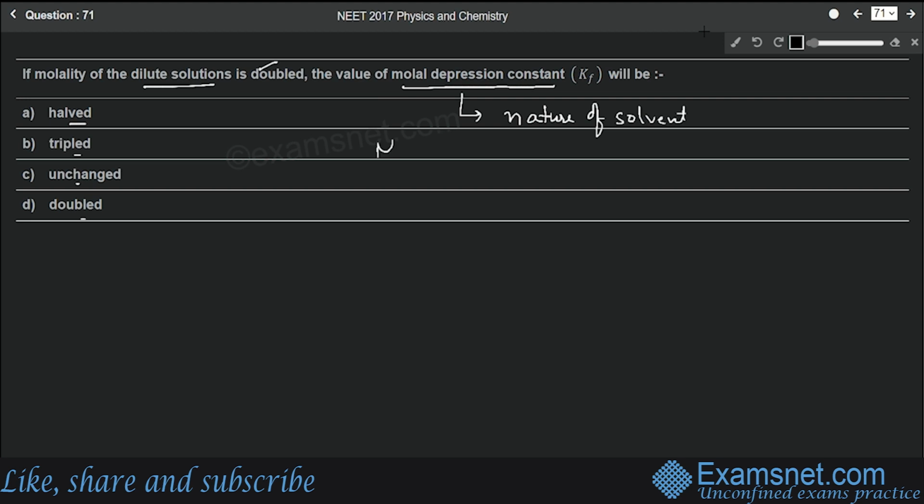Okay, and we know that molality is equal to number of moles of the solute divided by mass of solvent in kg. So molar depression constant has nothing to do with molality. So whether you double it or halve it, it will remain unchanged. Okay, so option C will be the correct answer.